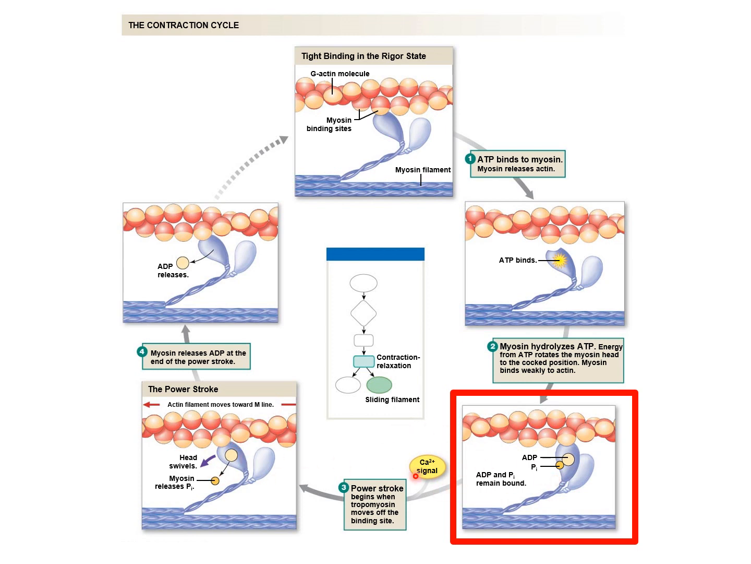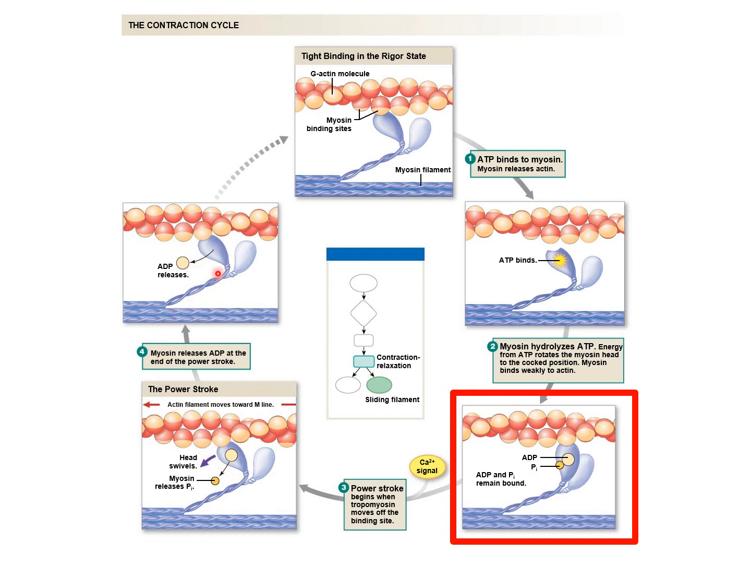So when calcium appears in the cytosol, the troponin and tropomyosin move out of the way. We get tight binding. We begin the power stroke. The myosin head begins to flex. As it flexes, the first thing that we lose is the inorganic phosphate.